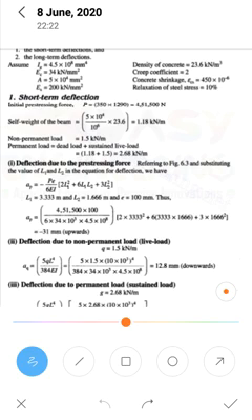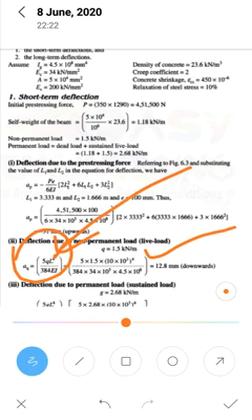Next, deflection due to the non-permanent load, that is the live load. It is given in the question as 1.5 kilonewton per mm square. The deflection due to the non-permanent load is equal to 5 W L to the power of 4 divided by 384 EI. Here W is the live load, so it is written as Q, and that is what you have to take.